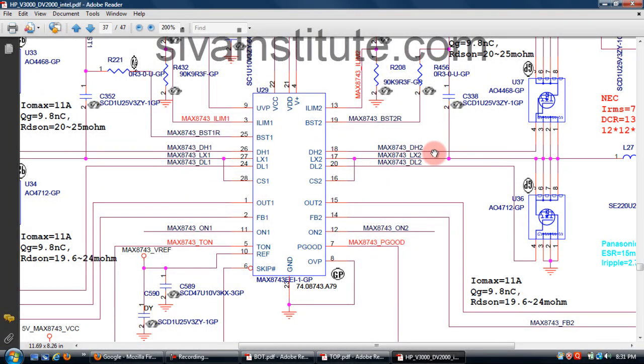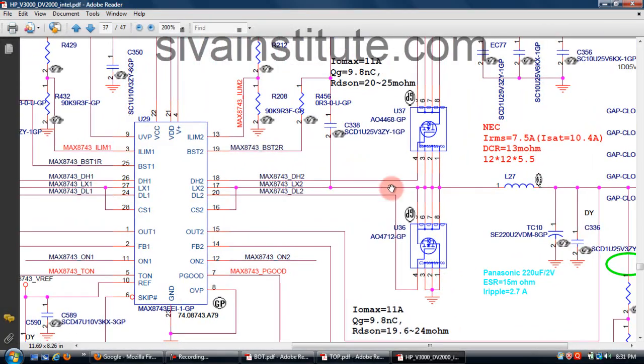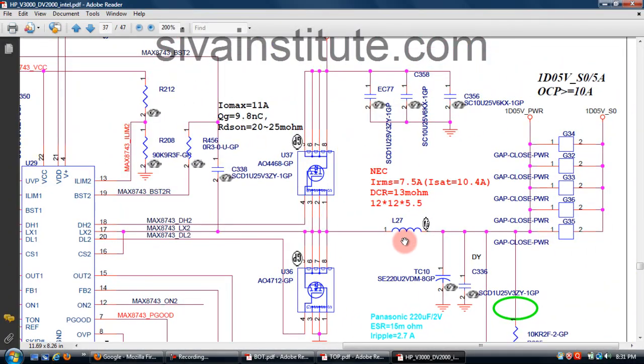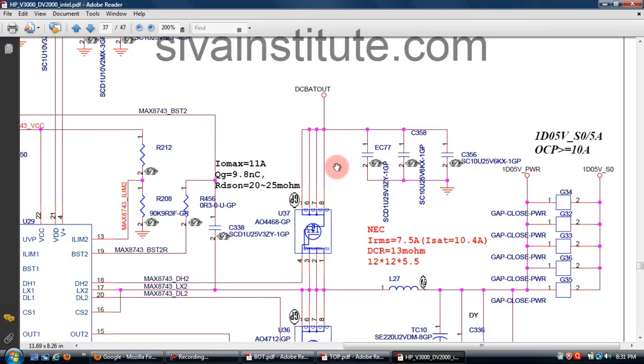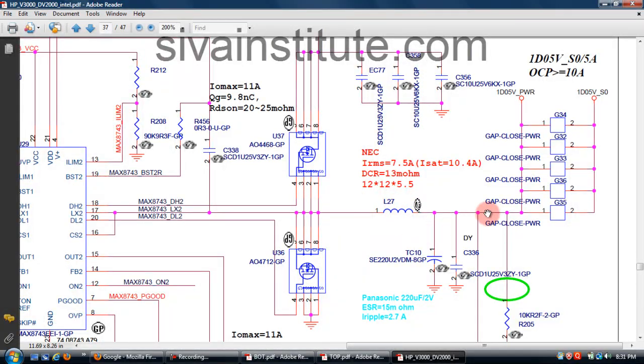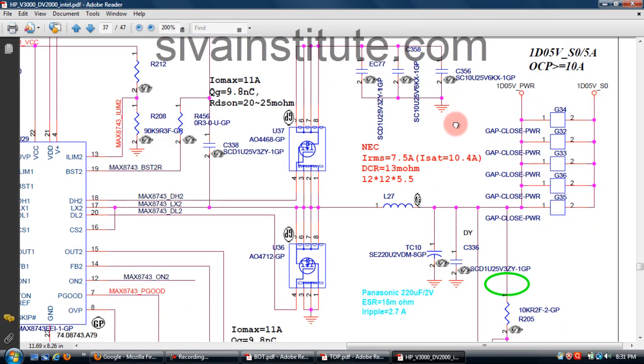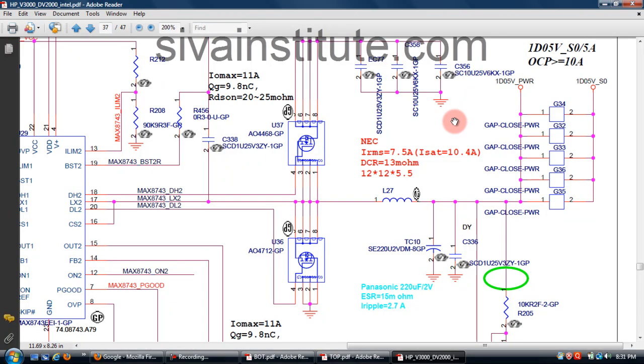This voltage comes out from this IC and goes to the upper FET U37, and voltage comes out from the L. The DC bat 18 volts comes out from drain to source. This voltage comes out from L26, 1.05 volts, 1D05 volts. This is S0, that means input S3, output S0. When you give the S3 command, S0 voltage will come out from this regulator. This voltage goes to 3 chips, that means CPU, GMCH and ICH.